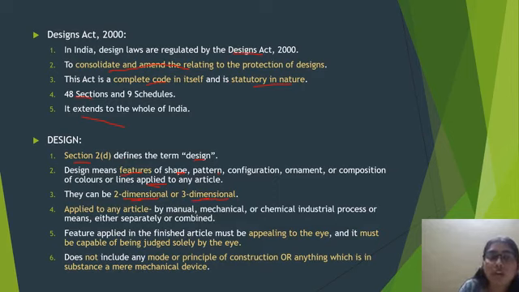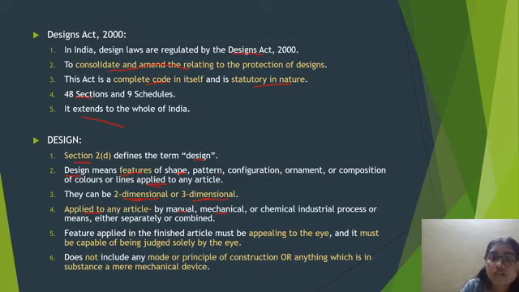Now, the next important point is that designs are the features which are applied to any product. How are these features applied? They are applied either manually, by mechanical means, or by chemical or industrial process or means. They can either be applied separately, or they can be applied in a combined form.